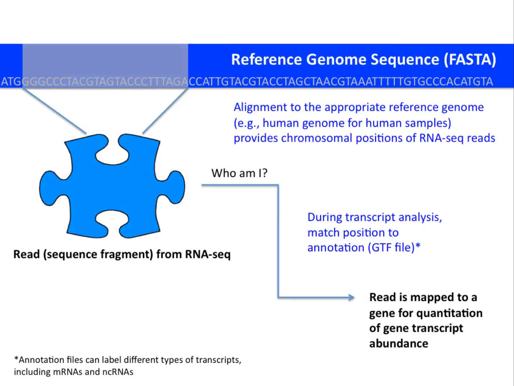To review what we mean by aligning to the genome, let's say one RNA-seq read is represented by the blue puzzle piece. This piece must be matched to the corresponding portion of the genome from which the original RNA was transcribed. Identifying the position of the genome to which the puzzle piece aligns allows for identification or mapping of the relevant gene or transcript, as many genes and transcripts are already annotated.